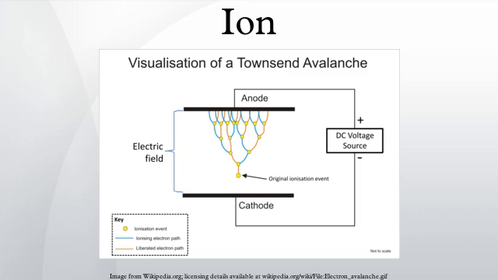An ion is an atom or molecule in which the total number of electrons is not equal to the total number of protons, giving the atom a net positive or negative electrical charge. Ions can be created by both chemical and physical means.